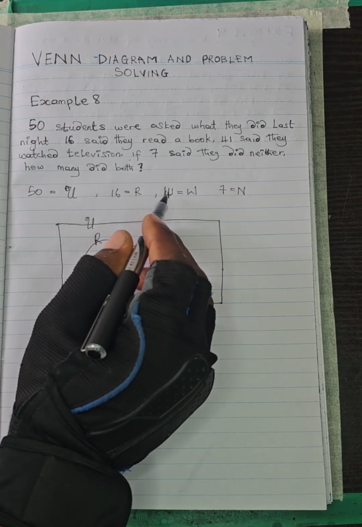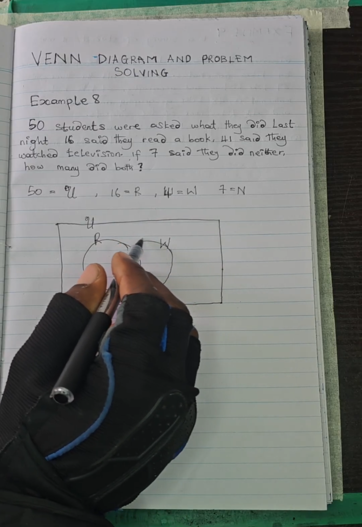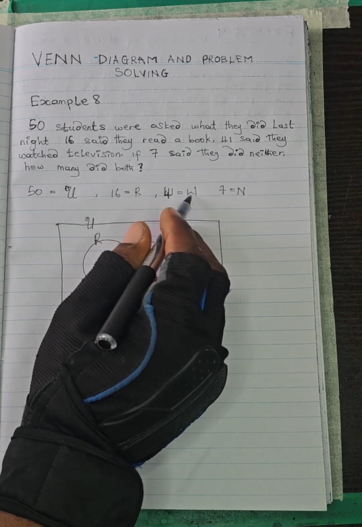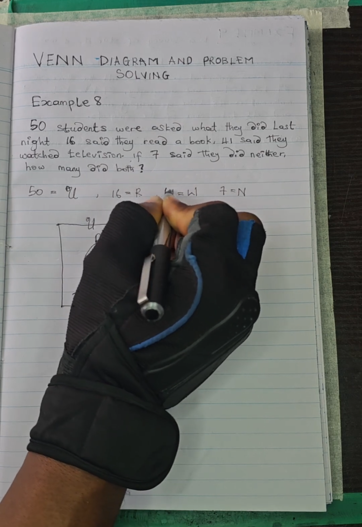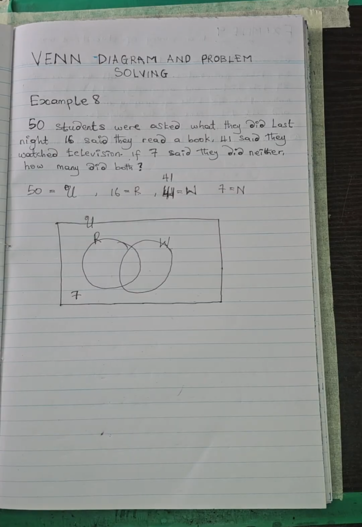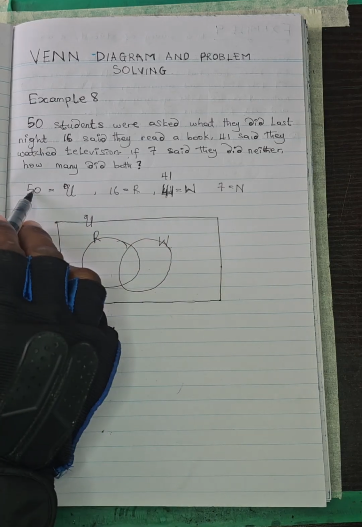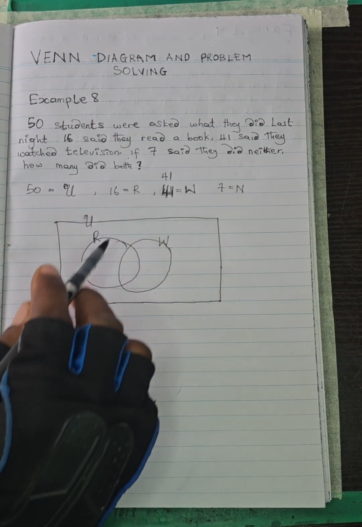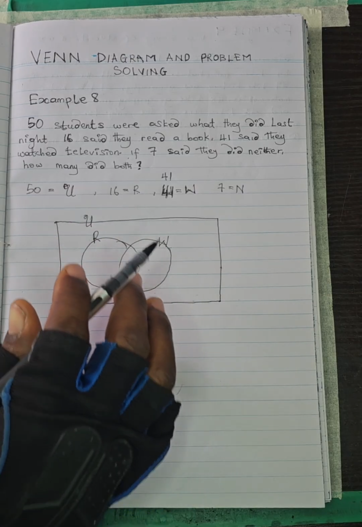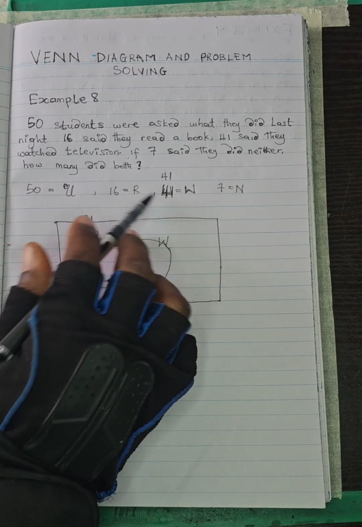So the first thing we know is that 41 watched television. When we did Venn diagrams in the previous class, I said that the total number in a circle must be equal to what was attributed to that circle. This is 41. Let me write it here, 41. This is watch. If you check, 41 plus 16 is more than 50, meaning that there are some people that read a book and at the same time watched television. That's a fact, for the reason that this is more than this. That's the only reason why, when you add both of them, you get more than 50.